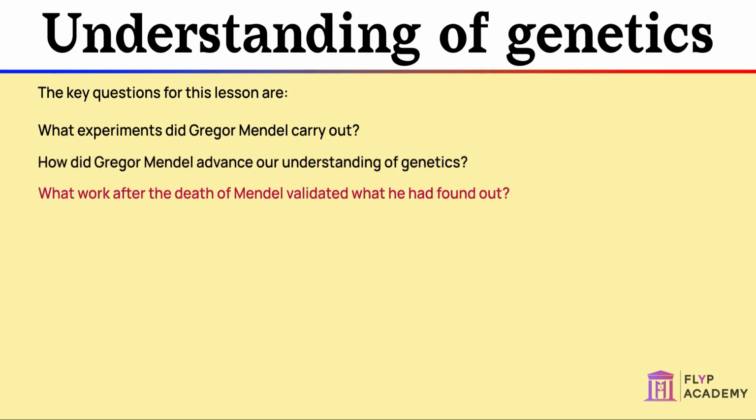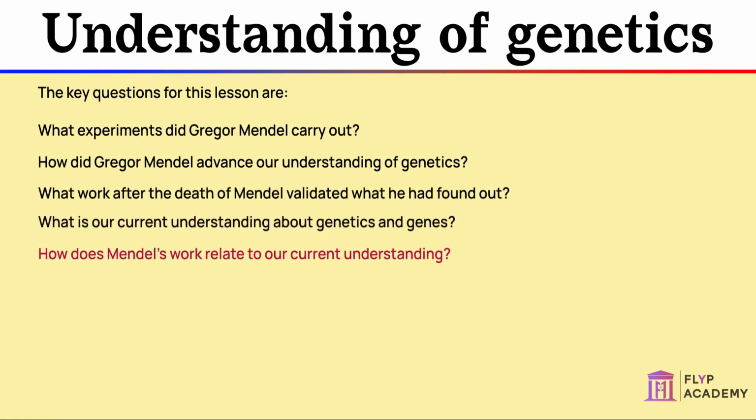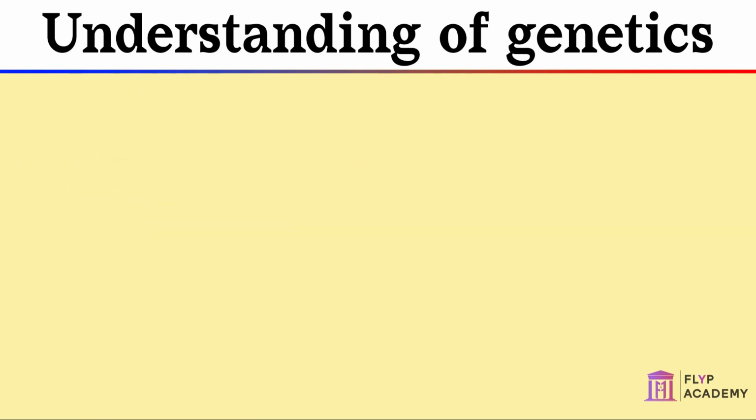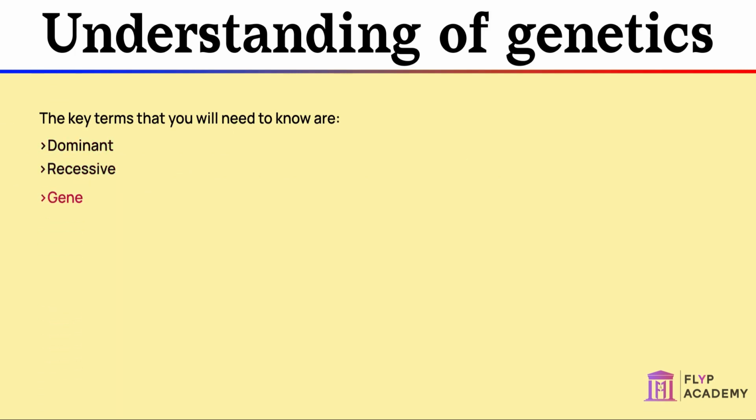What work after the death of Mendel validated what he had found out? What is our current understanding about genetics and genes? How does Mendel's work relate to our current understanding? The key terms that you will need to know are dominant, recessive, gene, chromosome, validate.